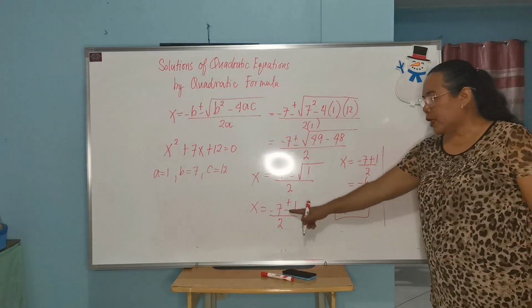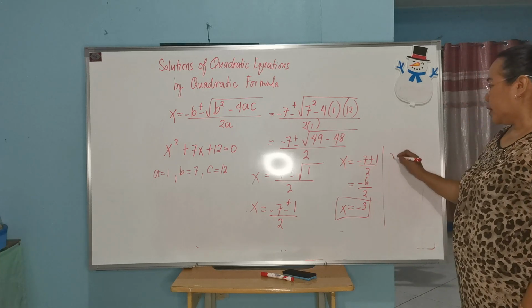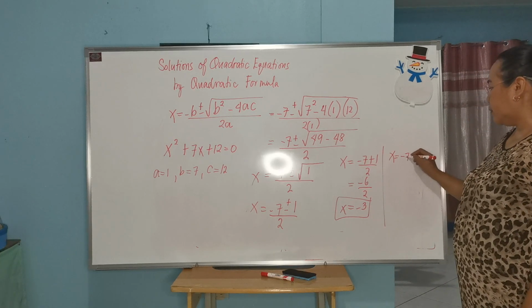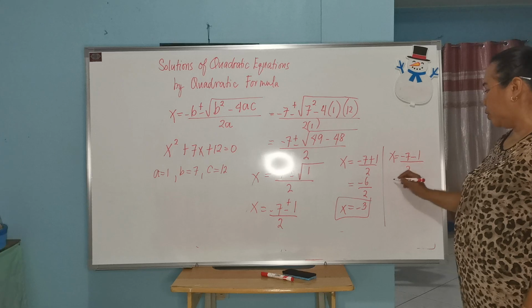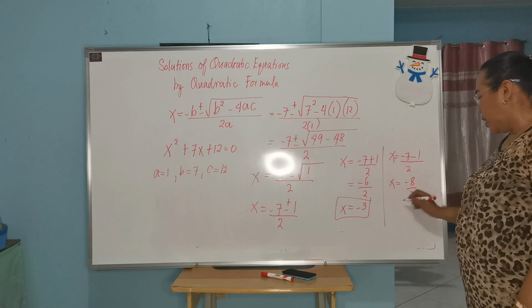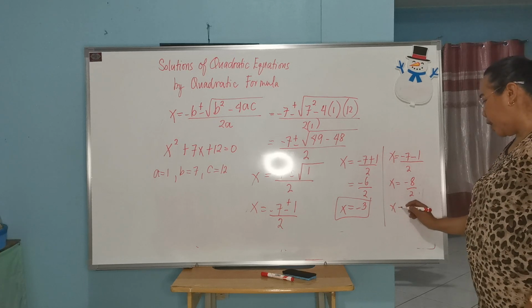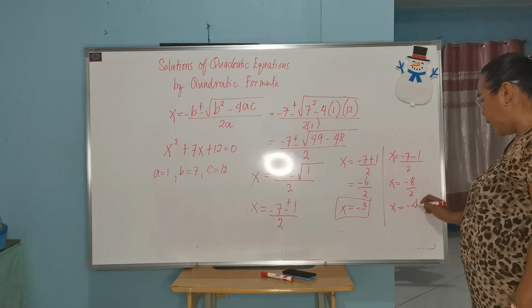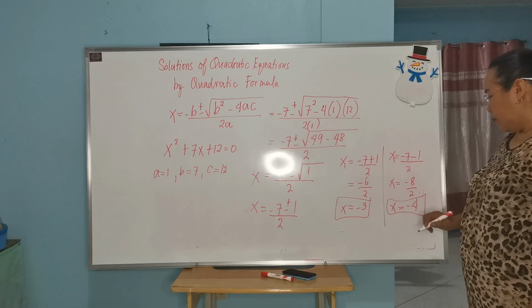Let's take also the negative root. So x now is equal to negative 7 minus 1 over 2. And x now is equal to negative 8 over 2. And what is negative 8 divided by 2? That would be negative 4.